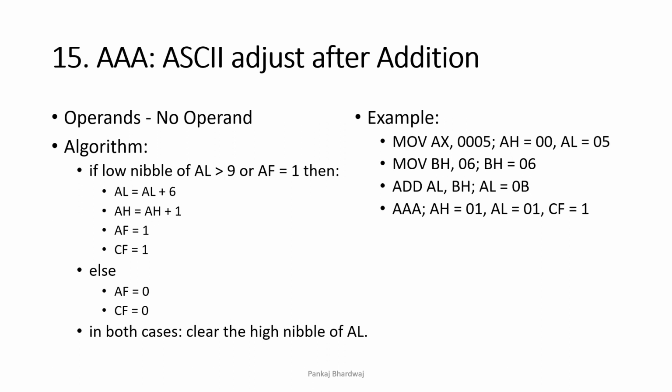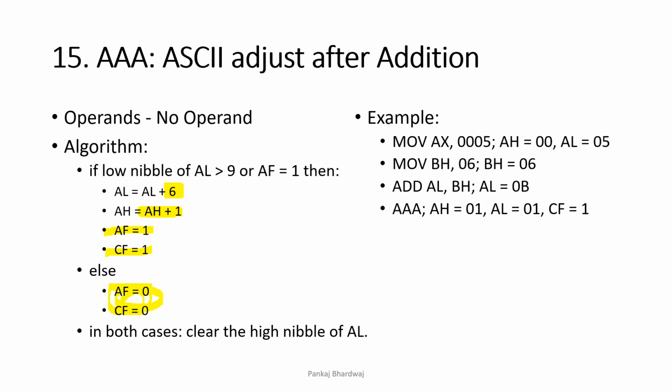ASCII adjust after addition. Very interesting. If the low nibble of AL is greater than 9, that means we'll simply add 6 and we increment AH to 1. Auxiliary flag is 1 and carry flag is 1. Else there is no change in the flags.